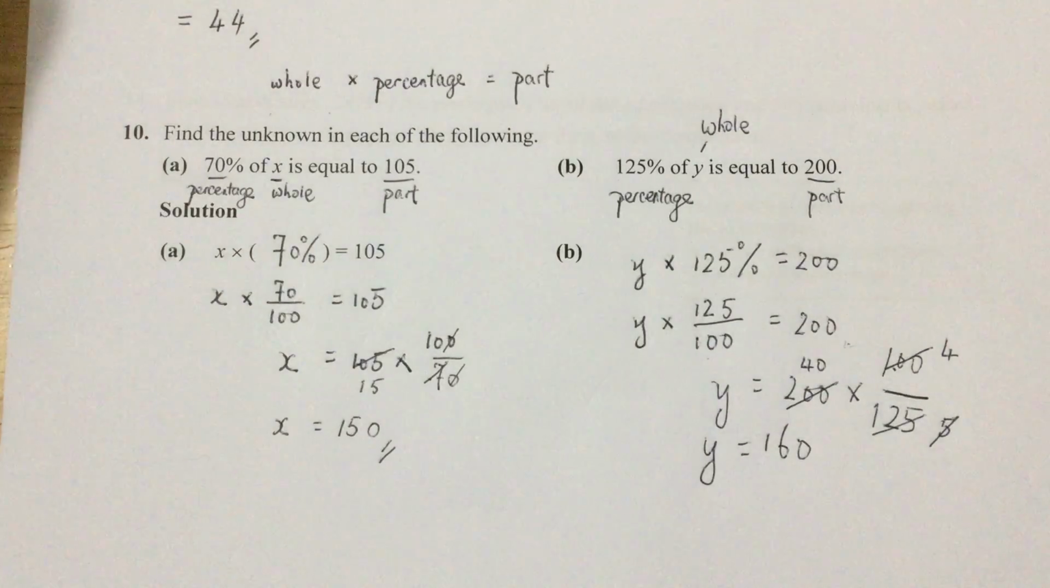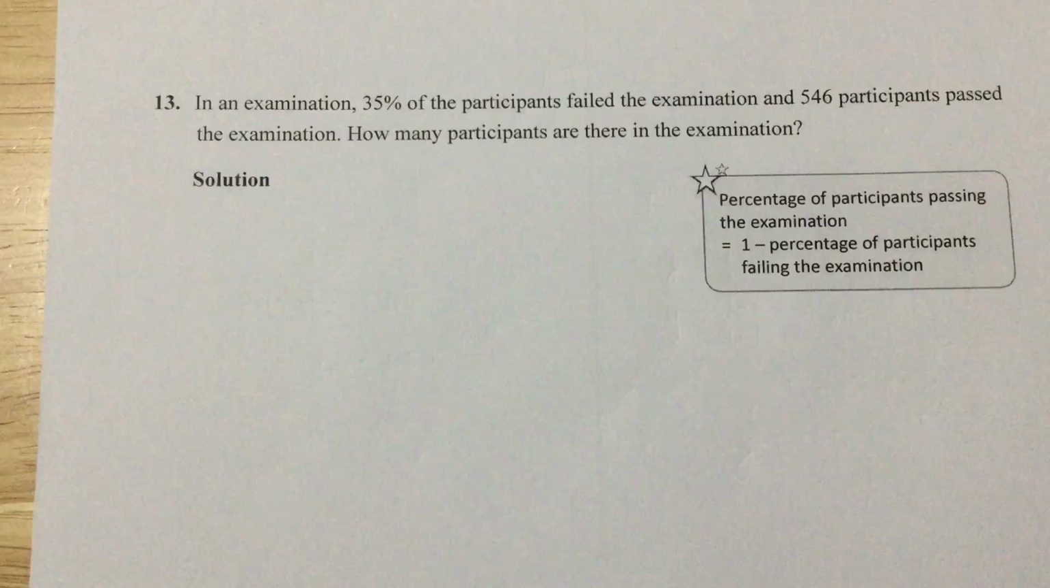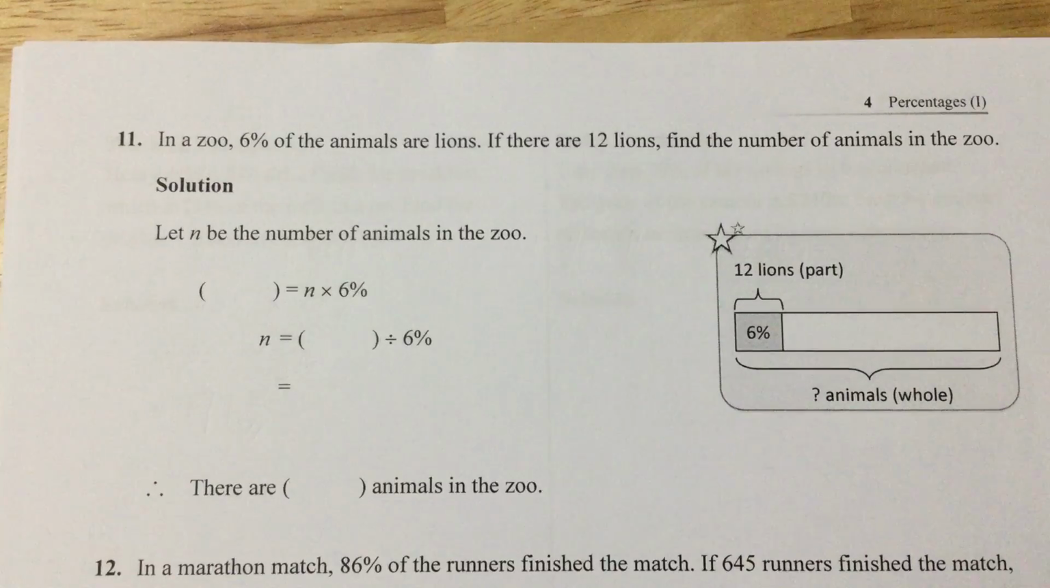Okay, now we will turn to the next page. Okay, now for question 11. Okay, now look at this. In a zoo, 6% of the animals are lions. If there are 12 lions, find the number of animals in the zoo.